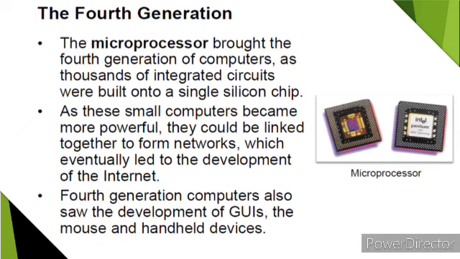Now dear kids, now it's time to explain the fourth generation. The microprocessors brought the fourth generation of computers, as thousands of integrated circuits were built onto a single silicon chip. As these small computers became more powerful as compared to the earlier ones, they could be linked together to form networks, which eventually led to the development of the internet.